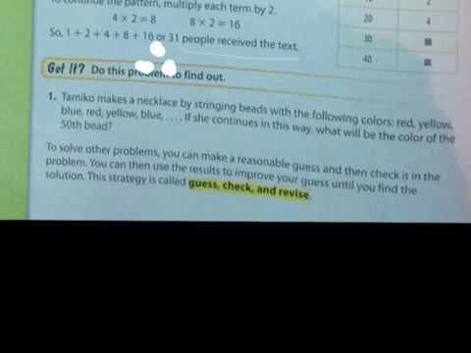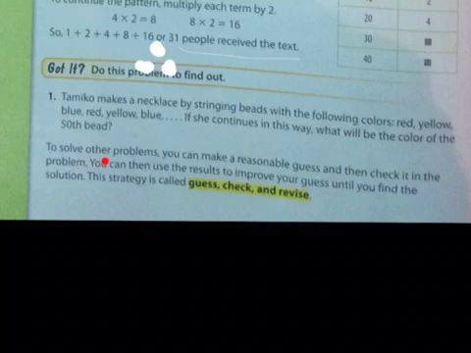Okay, the next strategy we're going to look at is guess, check, and revise. I'm sure many of you are familiar with this, but here would be an example where we would use guess, check, and revise. Tamiko makes a necklace by stringing beads with the following colors: red, yellow, blue, red, yellow, blue. If she continues in this way, what will be the color of the 50th bead?